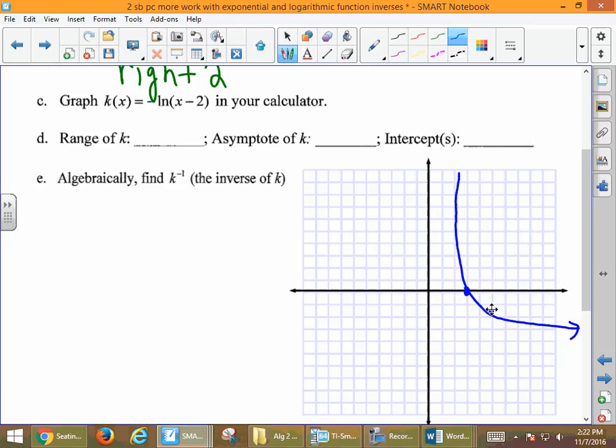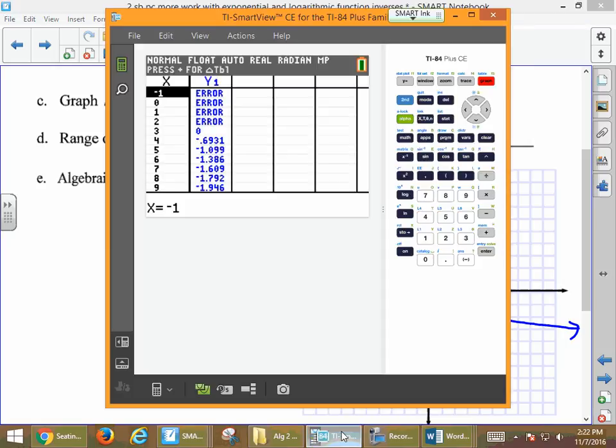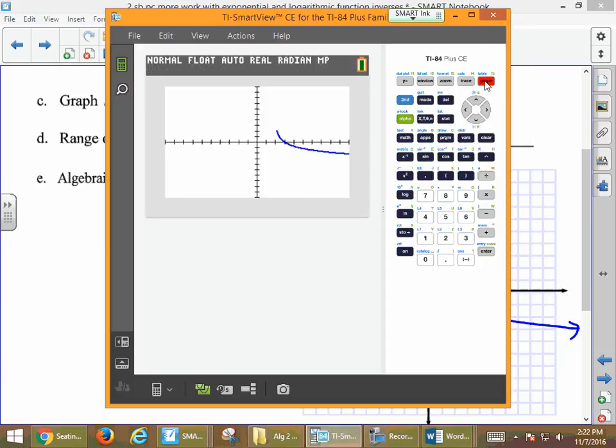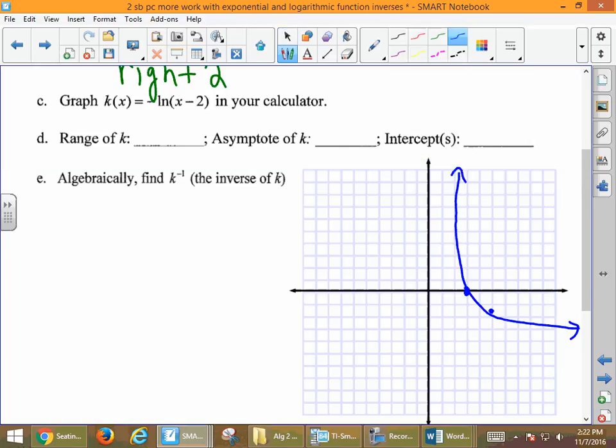Did I get that right? I didn't get that right, did I? Oh, I did. That's good. So there's our picture of our function. Again, we're dealing with a logarithmic function, so what's the range of this? And it's still going to be negative infinity to infinity.